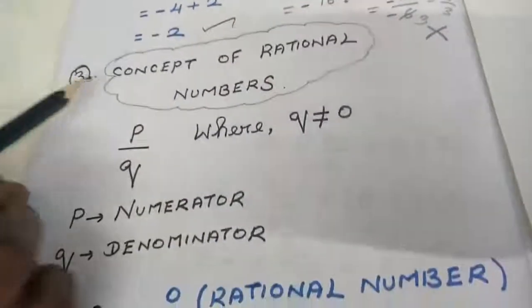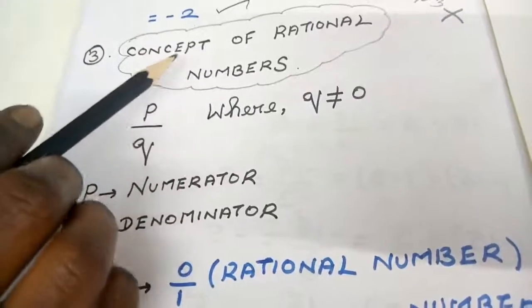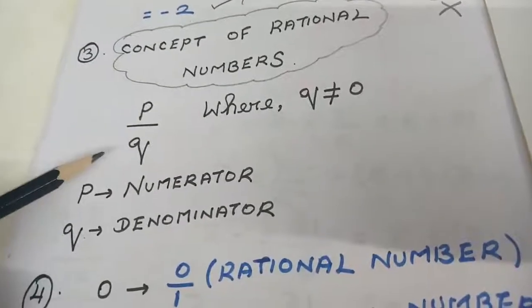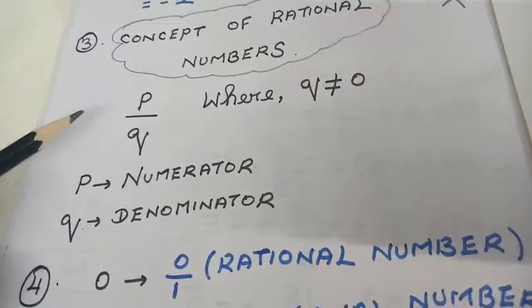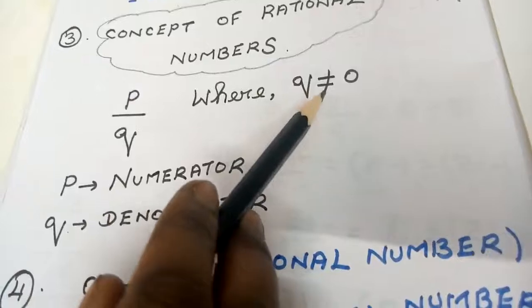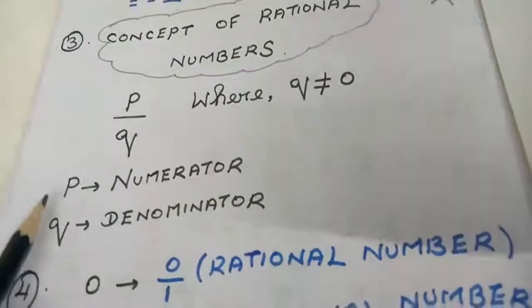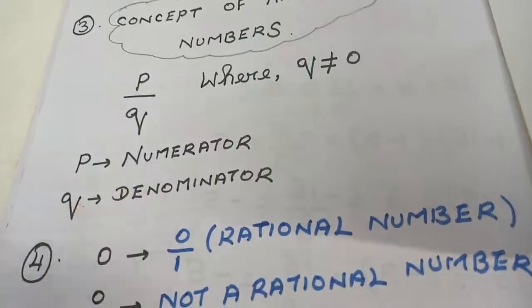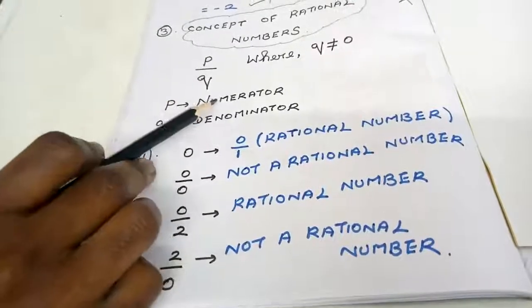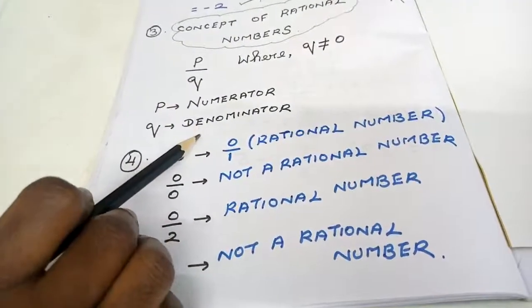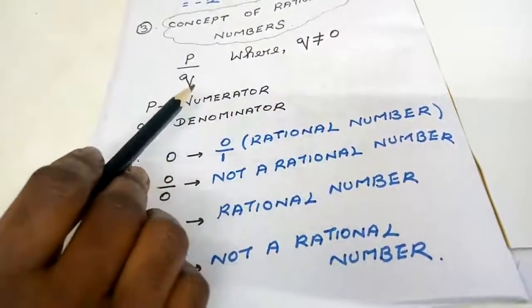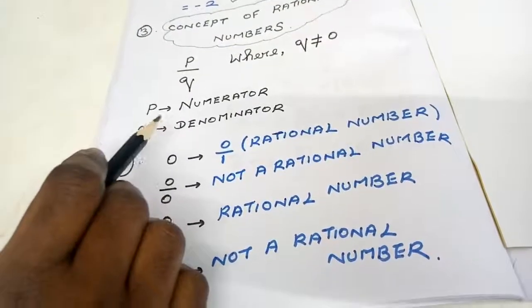Coming to the next part, concept of rational numbers. The meaning of rational number is you are going to write the number in the form of P divided by Q. If you have the number in this form, those numbers are called rational numbers, where the denominator must not be equal to 0. Here P is known as numerator and Q is known as denominator, students. So keep this in your mind, and denominator must not be equal to 0. Suppose if it is equal to 0 means the given number is not a rational number.